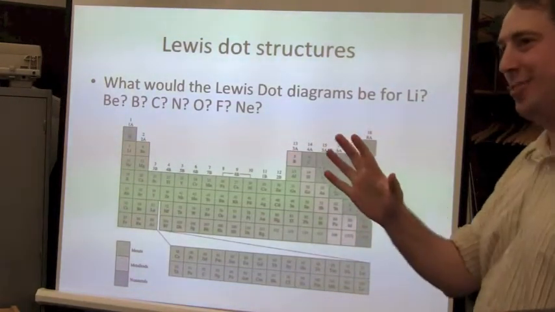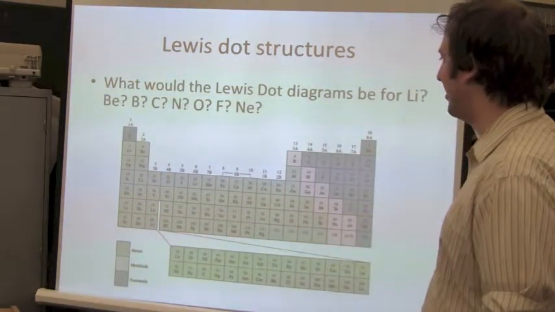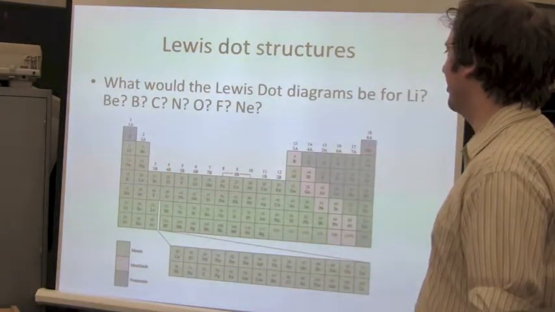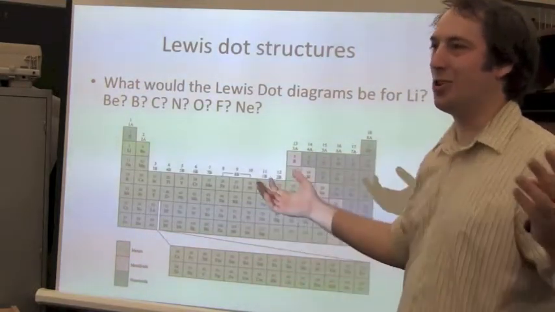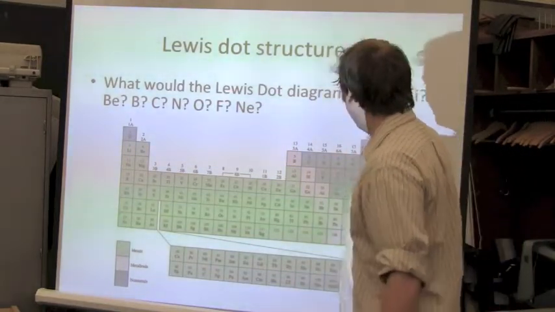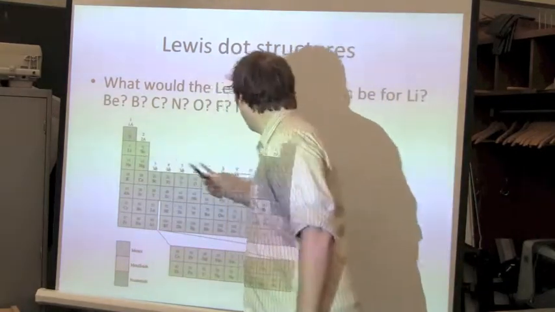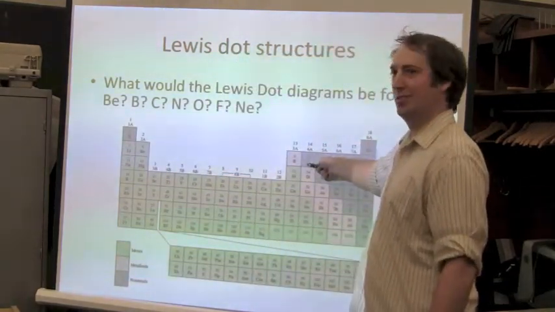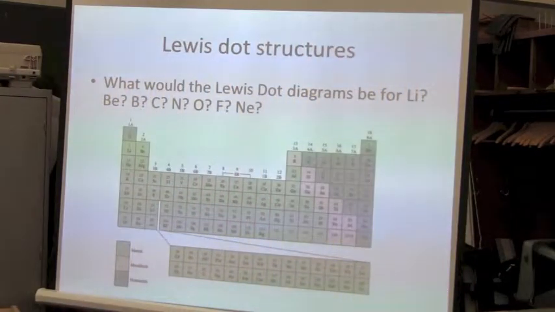Maybe just do a quick working this out on your own. Can you guys take one of these elements, I don't care which one you do, and write down what the Lewis dot structure would be for it? So say if you did carbon, what would the Lewis dot structure for carbon look like? Carbon is down here on the 2nd row, and then it's 1, 2, 3, 4 over. So we'd have carbon in the middle, and then how many dots would we put around it?